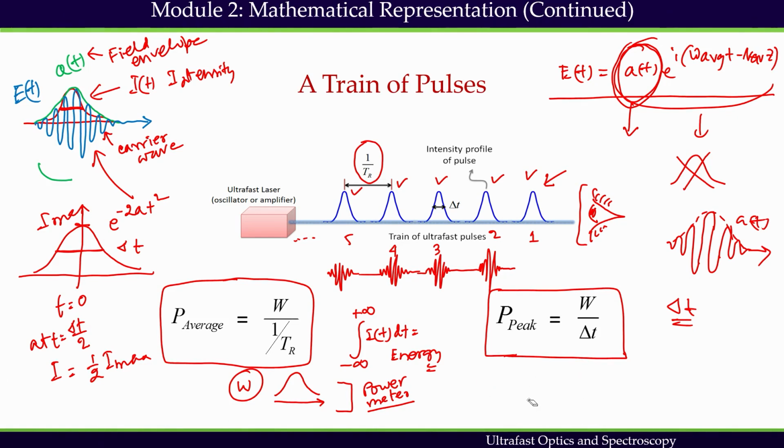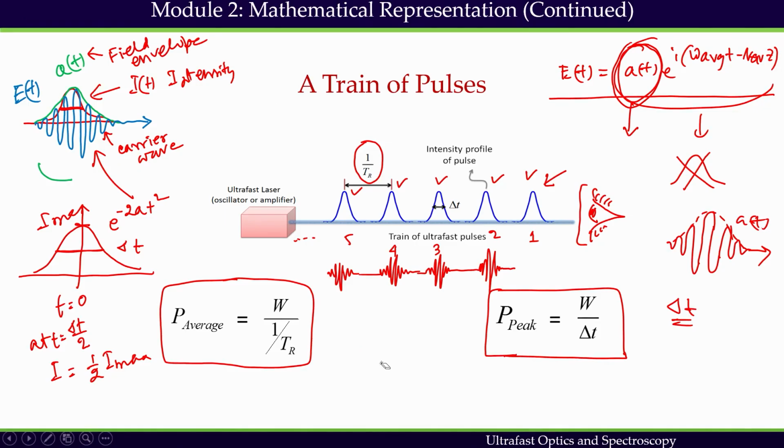Peak power depends on the full width half max of each intensity profile, which means it depends on the pulse duration. Delta T is the pulse duration. And average power depends on the repetition time.